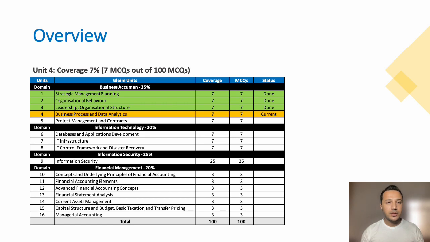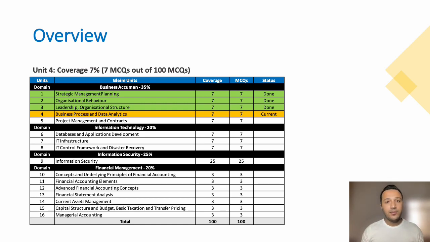This is a snapshot of the entire CIA Part 3, in which we have already covered from Unit 1 to Unit 3, and today our unit of discussion is Unit 4, which comprises around 7% of the entire syllabus. If you divide all the units within the section of business acumen, which overall covers 35% of the syllabus, there might be a possibility that 7 MCQs come from this section.